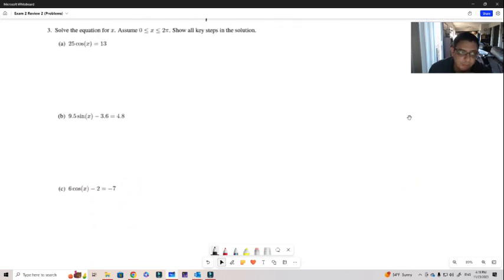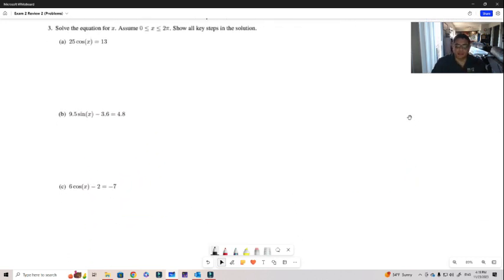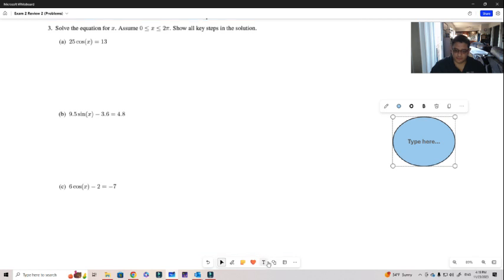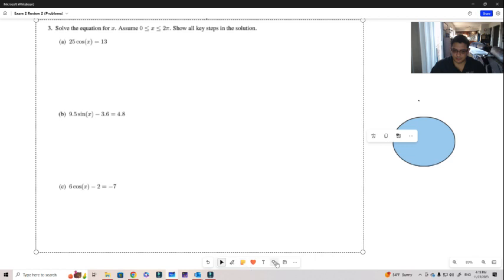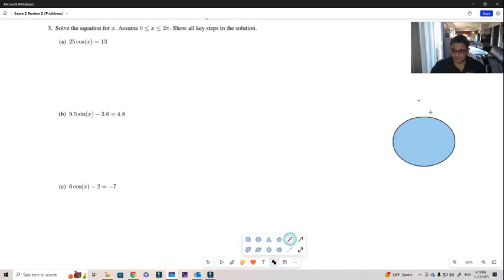So now let's move to some equations. For the equations, it's going to be fundamental that you remember the unit circle. So let's just draw a circle here, and let's recall and have some axes.